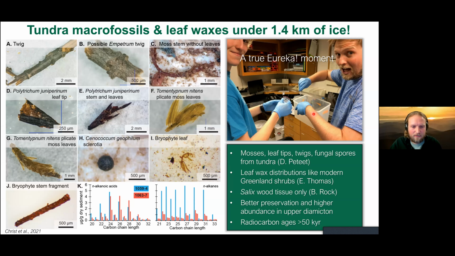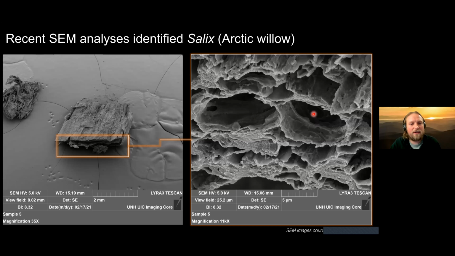The main characteristic of these macrofossils that we found is that, when I was looking at this stuff under the microscope, it was just sort of like a hash of woody tissue. And I didn't know what that was. I could tell that it was plant material, but it was not possible for me to identify it. And so we've been working with Barry Rock from University of New Hampshire, who has looked at some of this woody tissue under a scanning electron microscope. And from looking at a cross-section of the tissue, he's been able to identify that this is Salix, or Arctic willow.